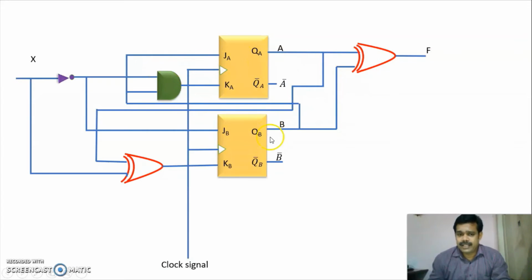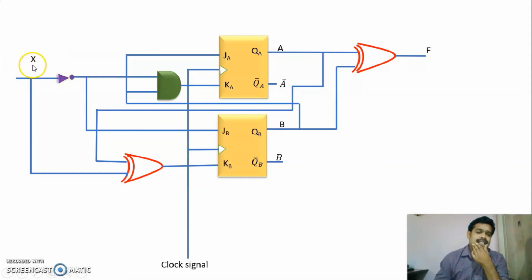Okay, here the number of flip-flops is 2, and the type of flip-flops, both are JK flip-flops. You are having only one external input X, and you are having two flip-flops, JA and JB. So you're having two states, A and B.